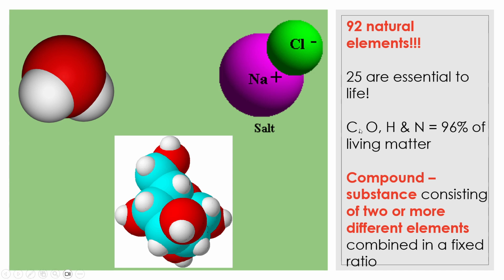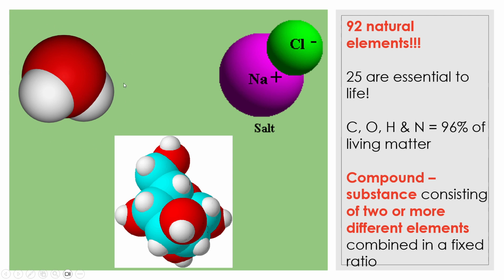Let's talk about that again. These four make up 96% of every living thing. So the remaining 4% is what the other 21 are made up of. A compound is a substance that consists of two or more elements combined in a very specific ratio. Your salt, NaCl, sodium and chlorine, bonding together to form salt. Chlorine gas on its own, when it comes together and bonds, is an actual solid.